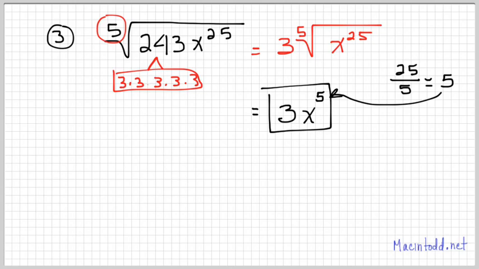For those who'd like an explanation of why this works, what we're trying to do is find out I need groups of 5 x's. And if you think about x to the 25th, there are 5 groups of 5 x's. And so this 5 and this exponent essentially cancel, giving you just the x to the 5th, because I had 5 groups of 5 x's.